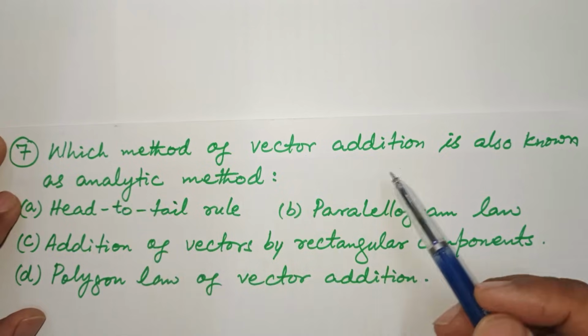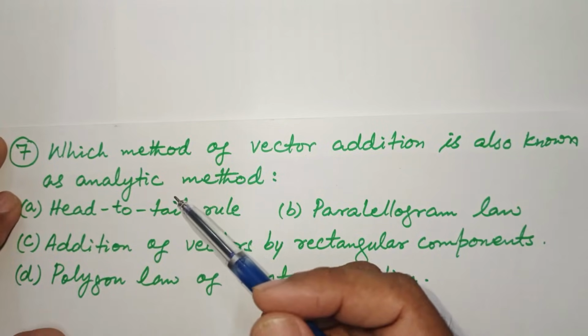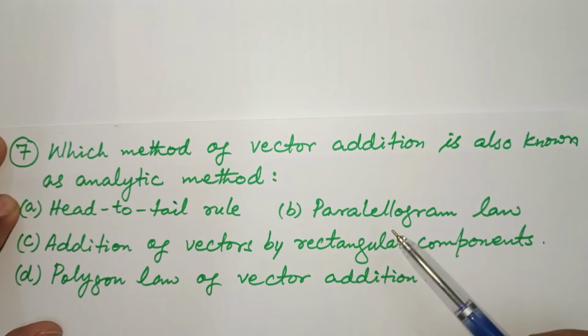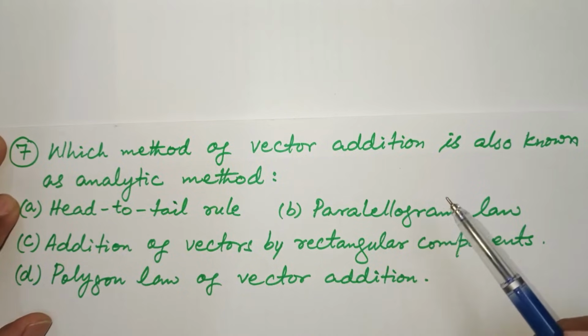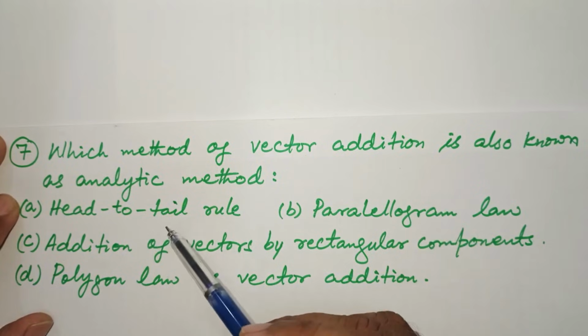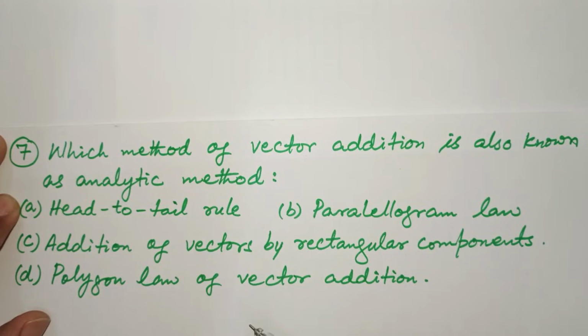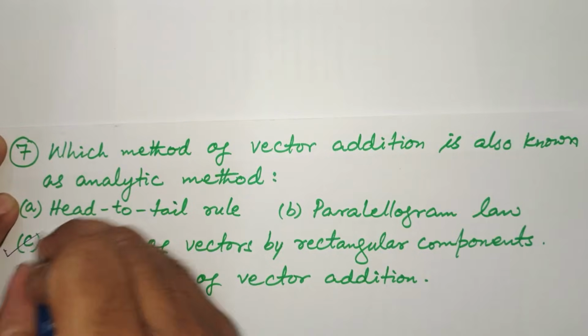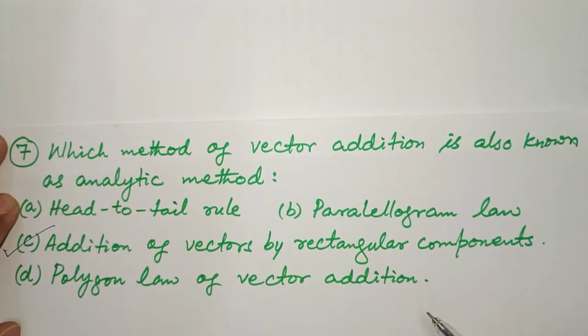Which method of vector addition is also known as analytic method? It's purely memory. How can you find out the result? You must know which are graphical and which is analytical. The first one is the graphical method. The second one, the parallelogram law, is again a graphical method. The D one, polygon law, is also a graphical method. So we are left with the addition of vectors by rectangular components. So this is the correct option. It is also known as the analytical method of vector addition.